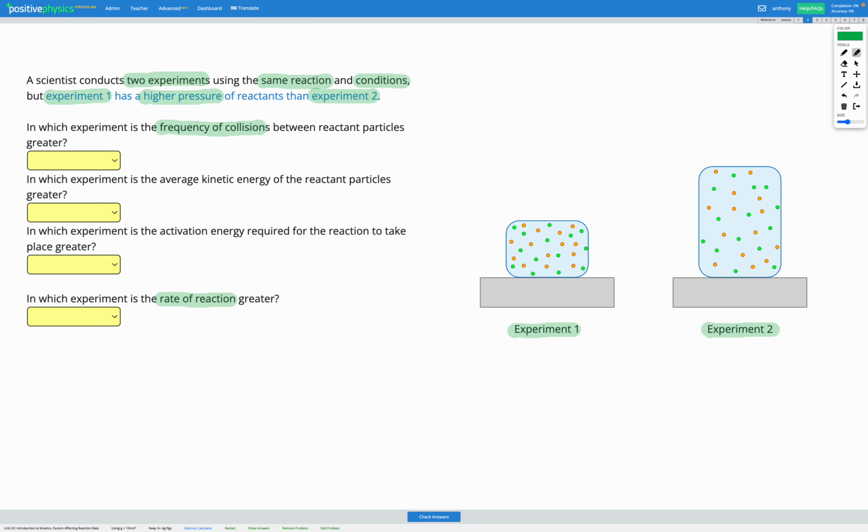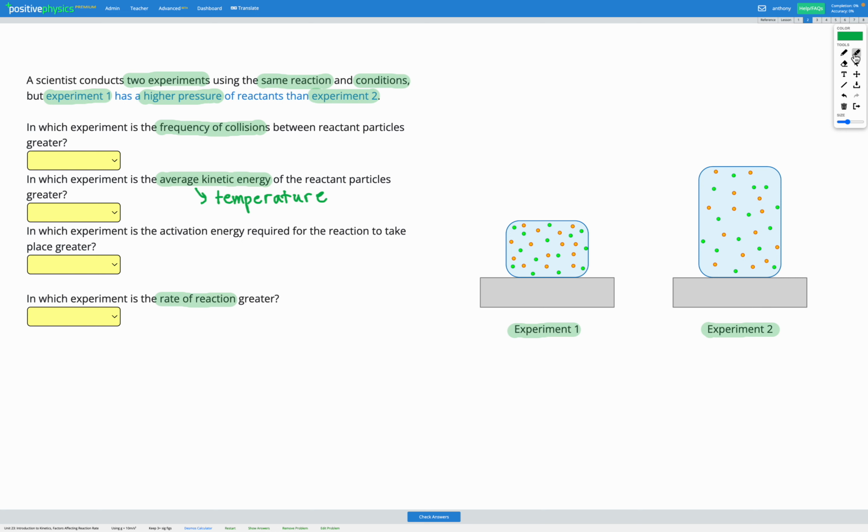The second thing is the average kinetic energy of the reactant particles. When two particles collide, we need them to have enough energy to meet the activation energy for the reaction to take place. The higher the average kinetic energy of the particles, the more likely it is that the activation energy will be met and the reaction can take place. And average kinetic energy is to do with our temperature. That's the only thing that affects the average kinetic energy of our particles. So the higher the temperature, the higher the average kinetic energy.